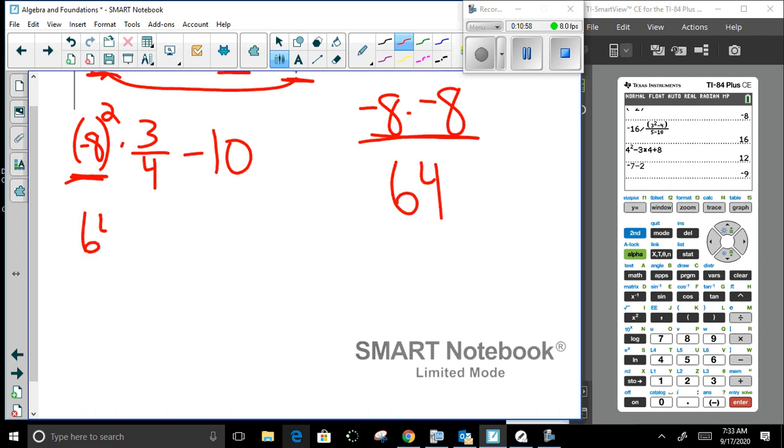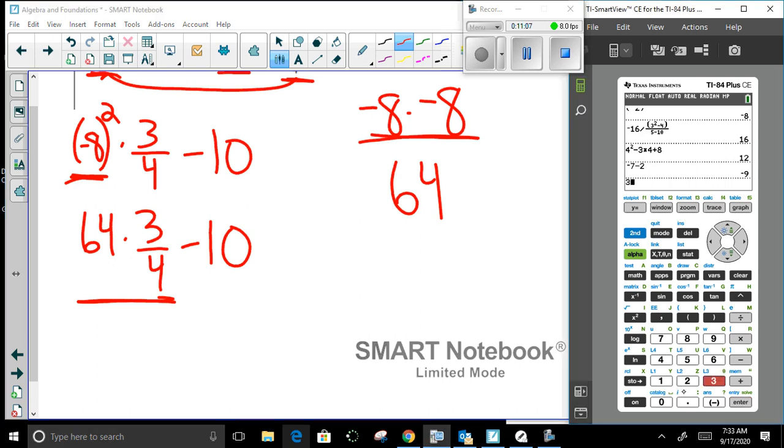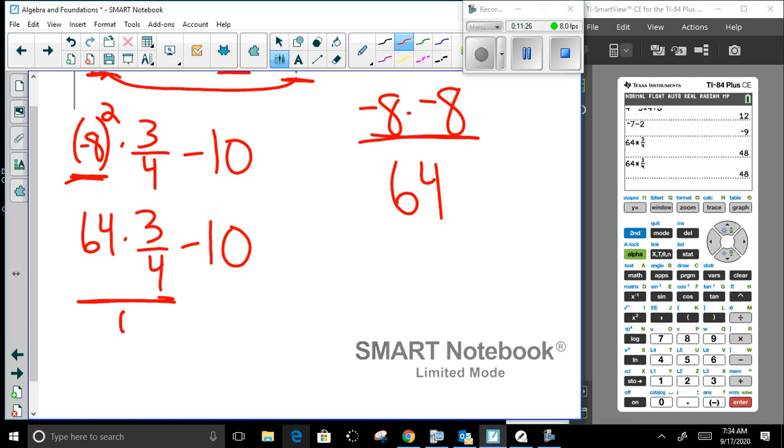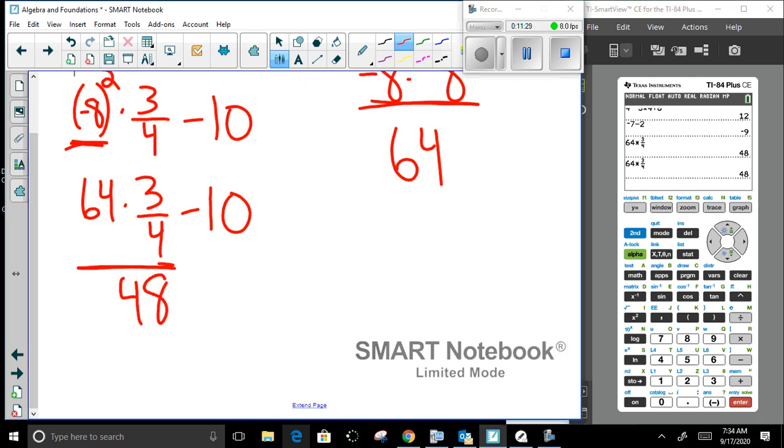So now I'm left with 64 times 3/4 minus 10. Your multiplication comes next. Let's go check ourselves on the calculator. 64 times 3/4. Remember, alpha, y equals number 1. Put a 3 in the numerator. Go down to the denominator and a 4. Go over and hit enter for an answer. So I got 48. Now I'm left with 48 minus 10, which is 38.